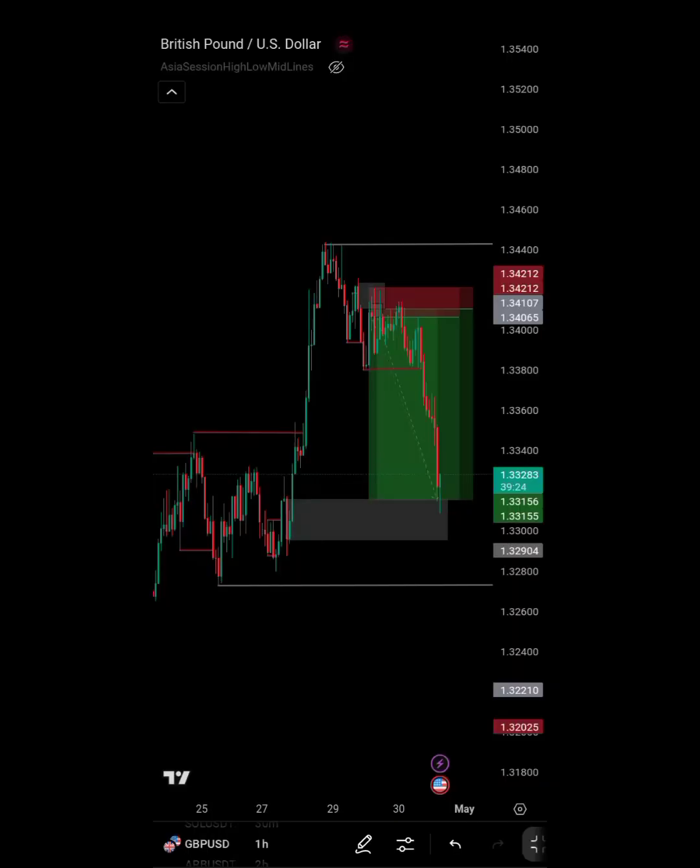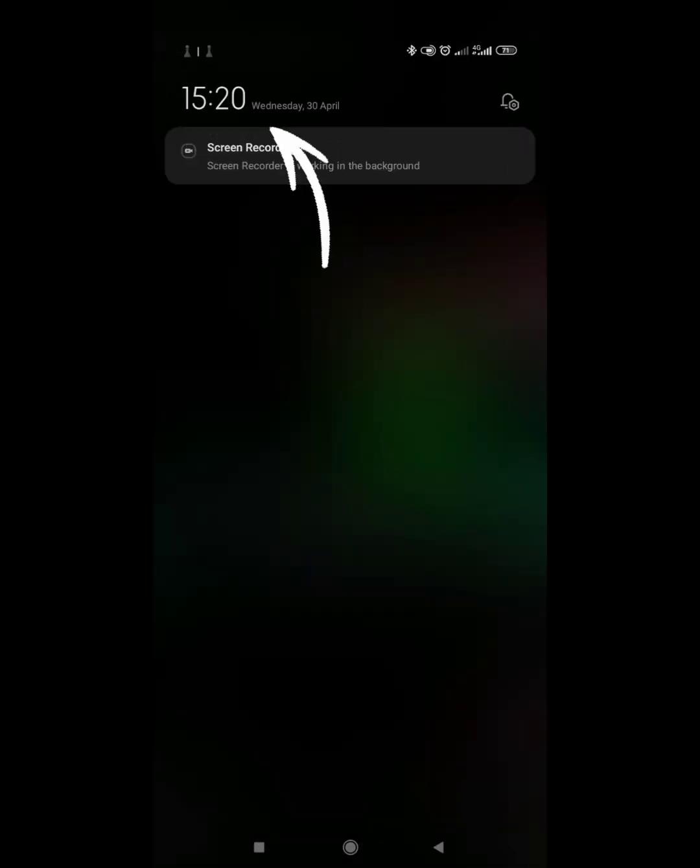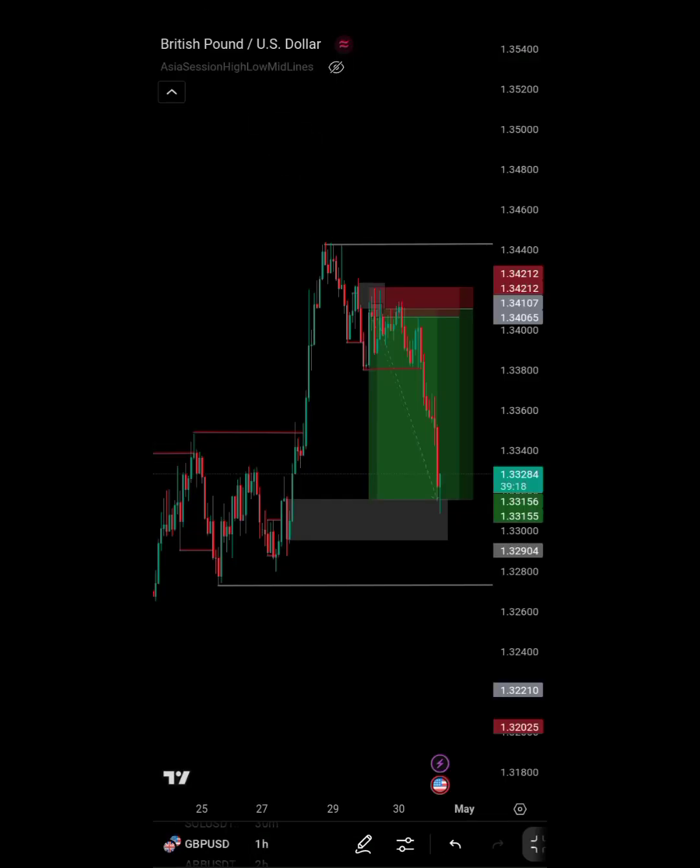Trade update. Currently the time is 3:20 p.m. and we have officially smashed TP, which is a great thing, after 24 hours of holding. Well, it's still a good day. So this is the P&L for today.